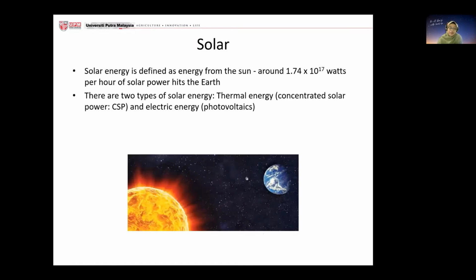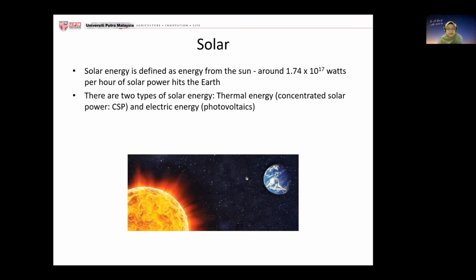First, we will look at solar. Basically, solar energy is defined as energy from the sun. If you think about it, around 1.74 times 10 to the power 17 watts per hour of solar power hits the earth. There are two types of solar energy. It can be either thermal energy, where usually this includes processes such as concentrated solar power, and also electric energy, in which photovoltaics are used.